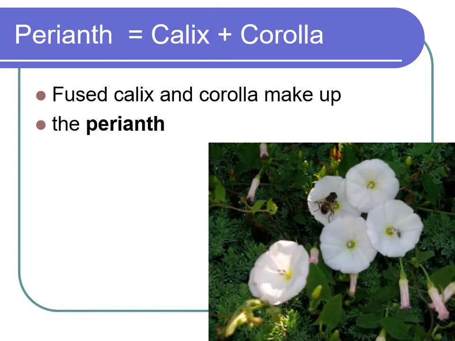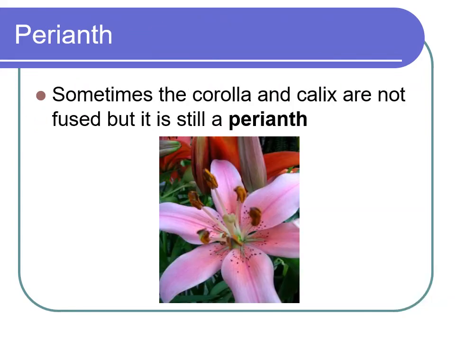So the term perianth, again, refers to both the calyx and the corolla, and it can be fused. Oftentimes when it's fused, we refer to it as a perianth, but technically you can refer to it as a perianth in any context, like in this lily as well.